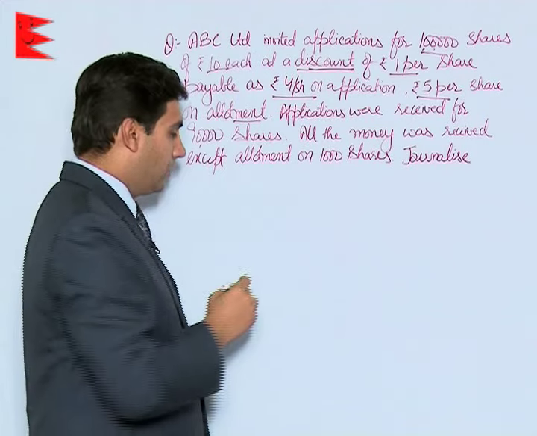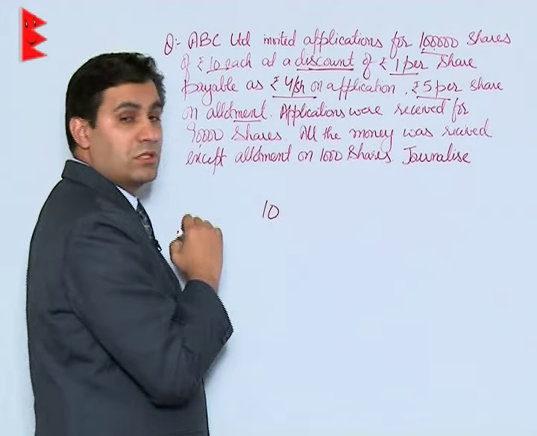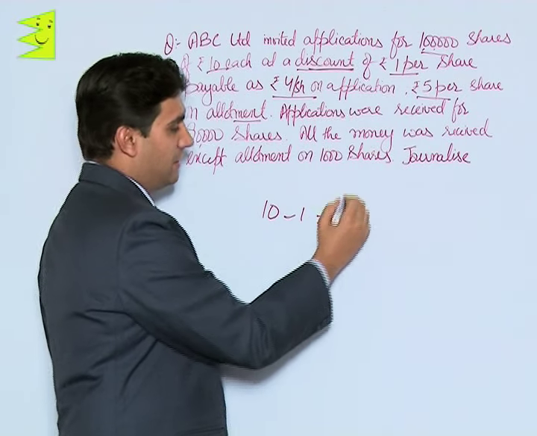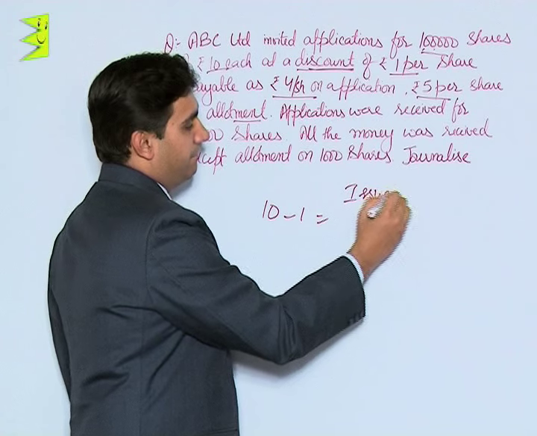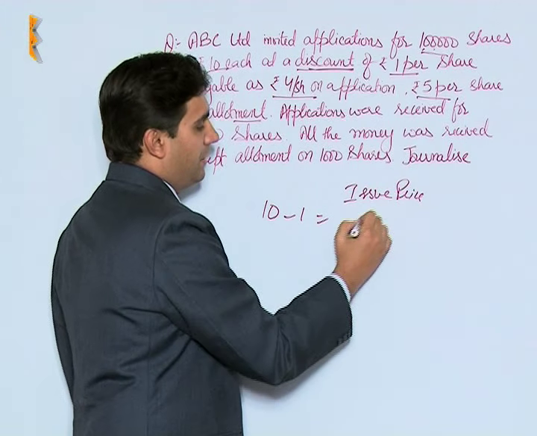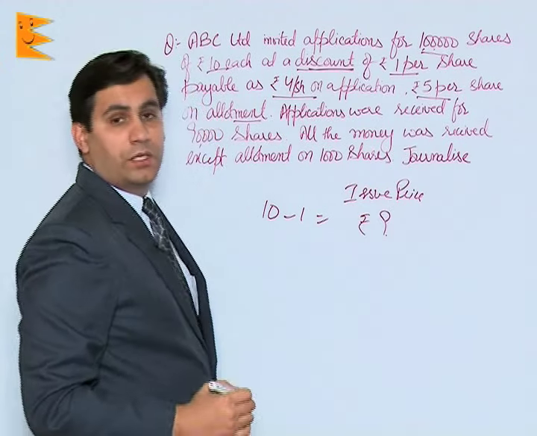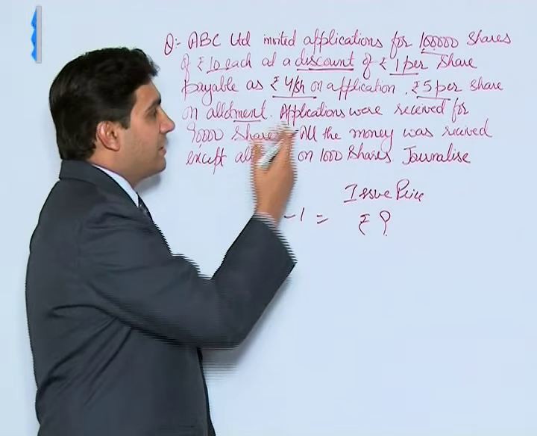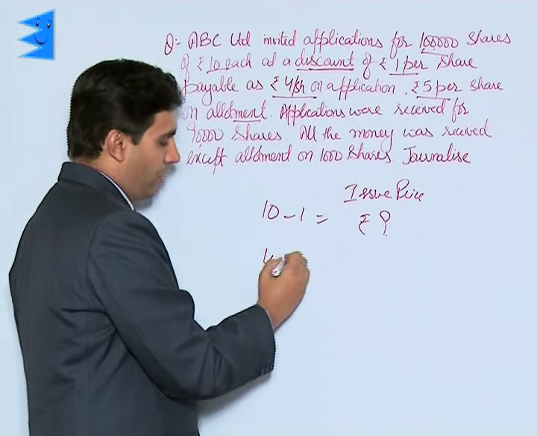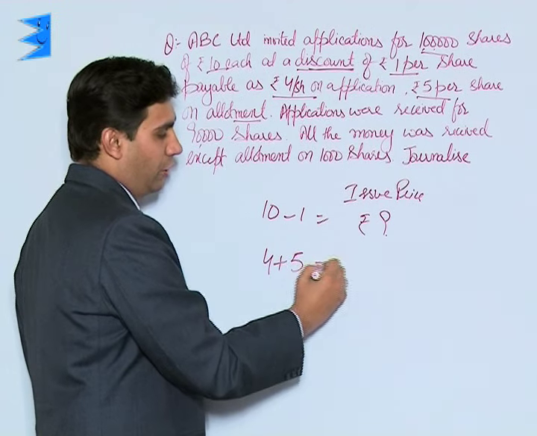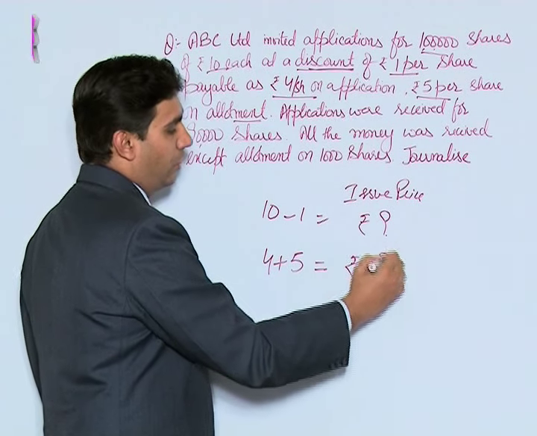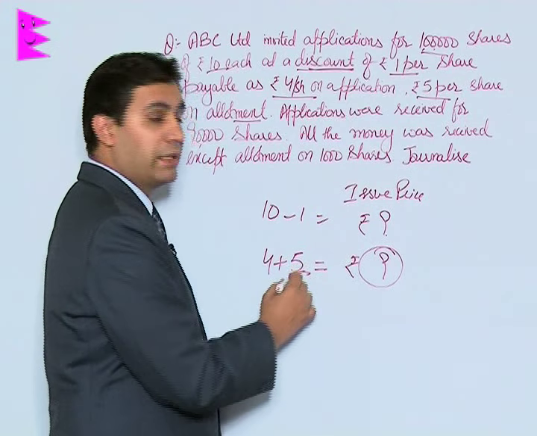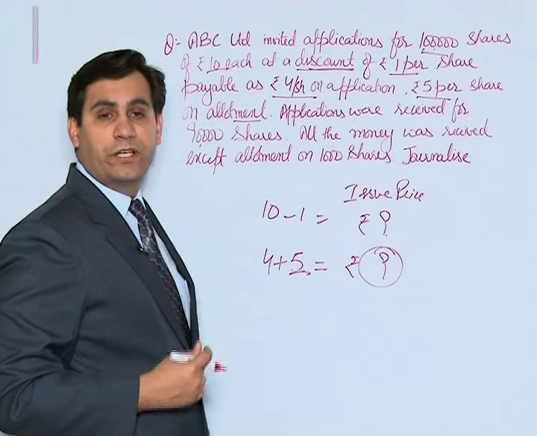We can check that amount as 10 rupee was the total face value minus 1 rupee discount. That means issue price is rupees 9, right? The shareholder or the applicant is required to pay rupees 4 on application and 5 on allotment. That means total 9 rupee would be recovered from him by the time of allotment itself. So there is no possibility of first call.